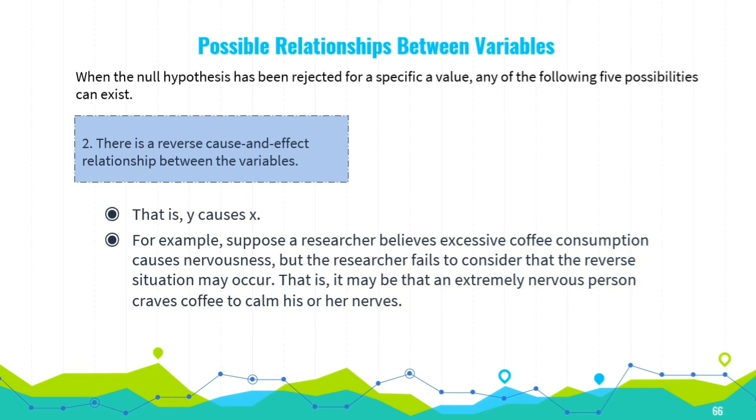Next, there is a reverse cause and effect relationship between the variables. That is, y causes x. For example, suppose a researcher believes excessive coffee consumption causes nervousness, but the researcher fails to consider that the reverse situation may occur. That is, it may be that an extremely nervous person craves coffee to calm his or her nerves.